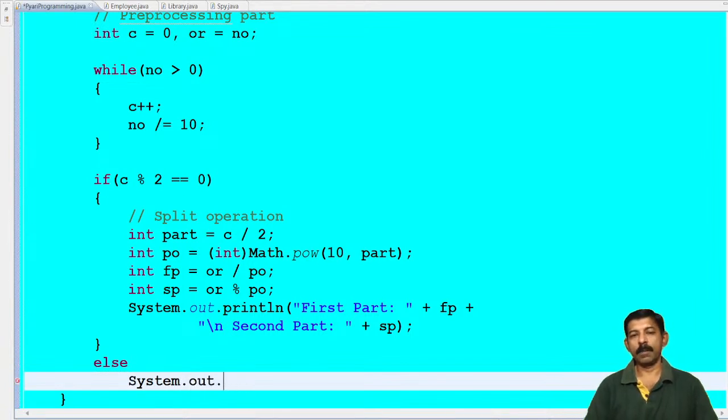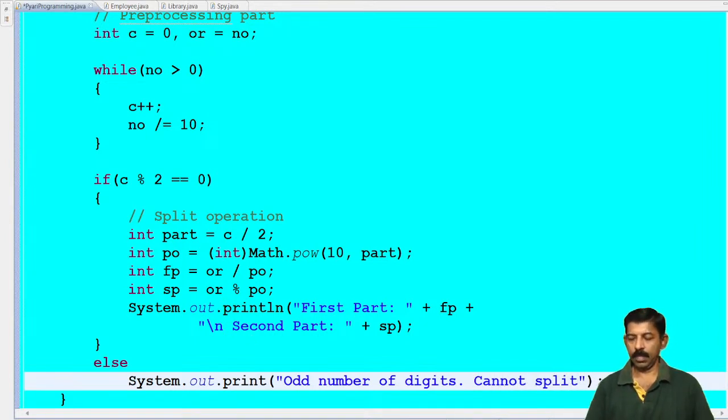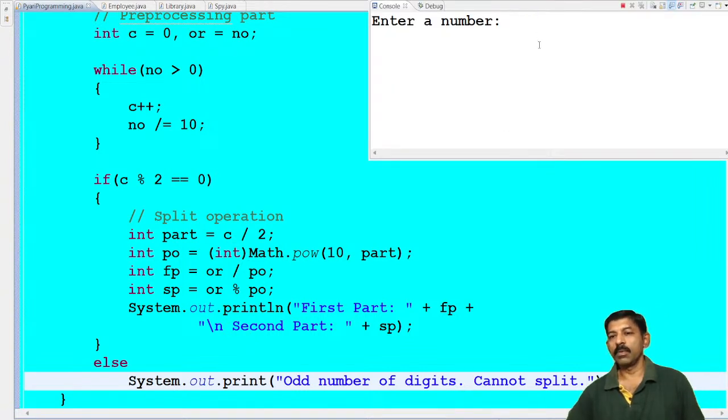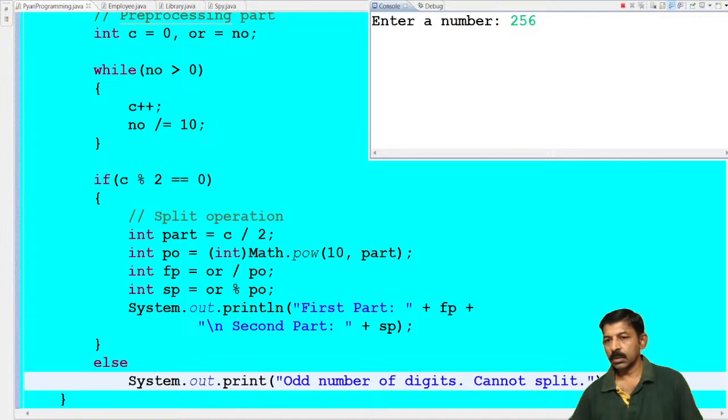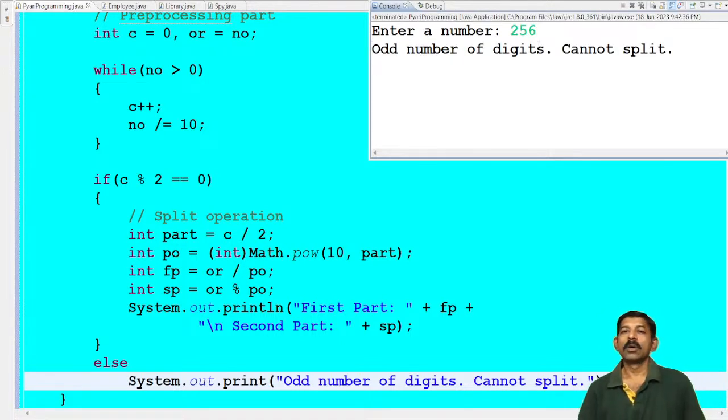System.out.print odd number of digits cannot split. Now I can get the else part. Suppose I'm giving 256, odd number of digits cannot split.